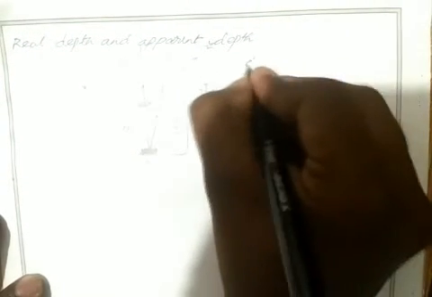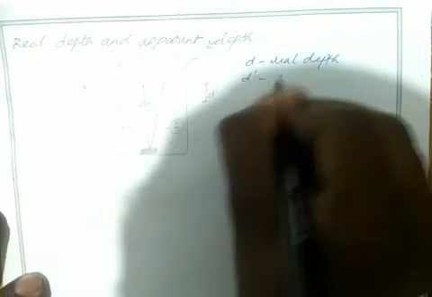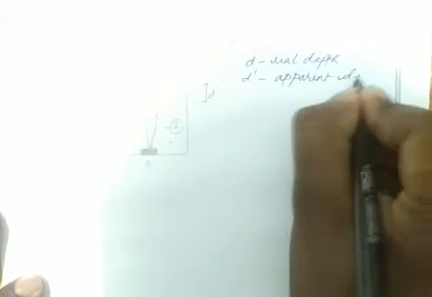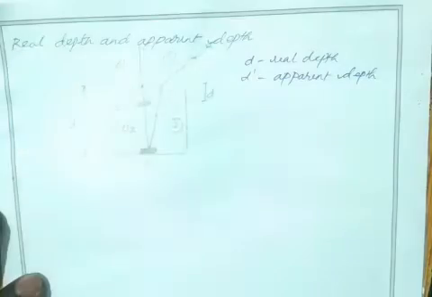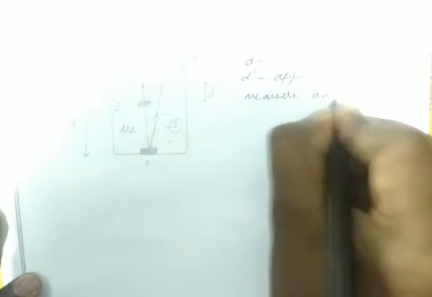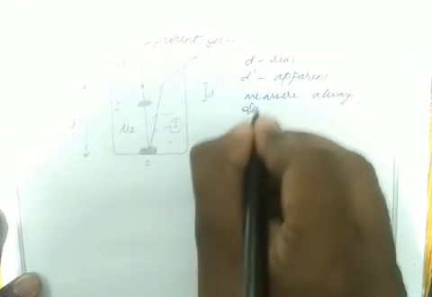So we can say D is the real depth, D dash is the apparent depth, which is always measured from the surface. Kindly note it down or else you will forget. Measure always from the surface of the water.